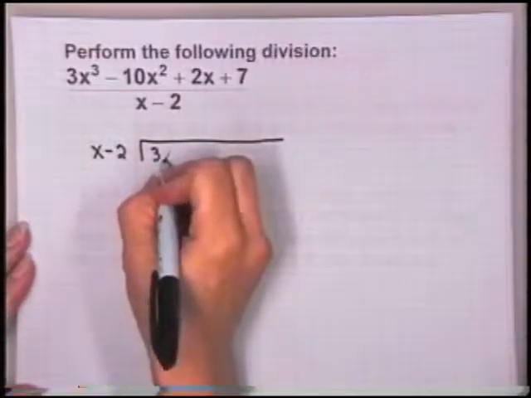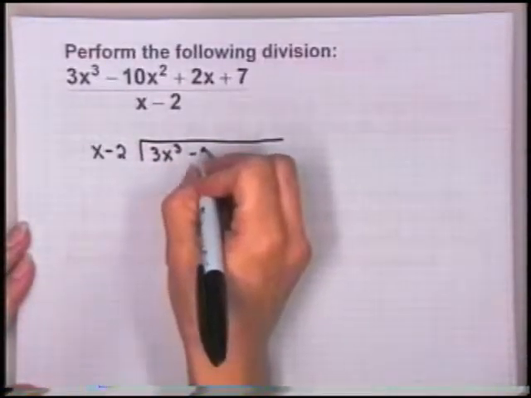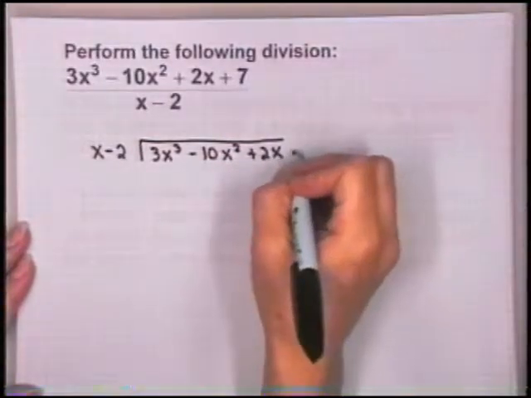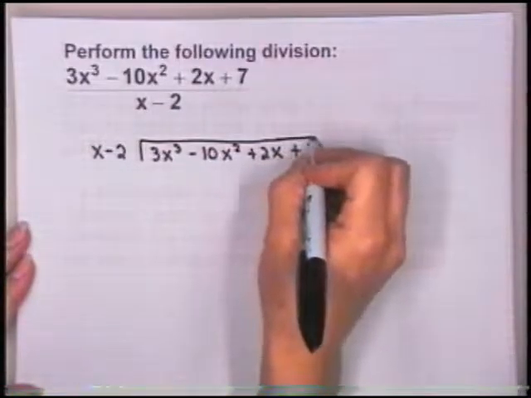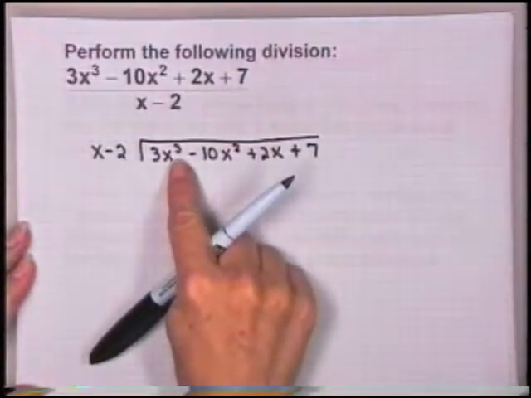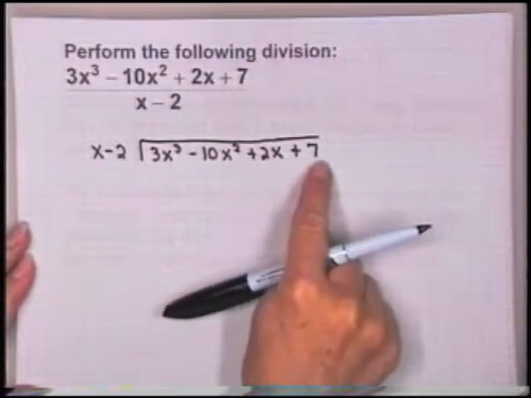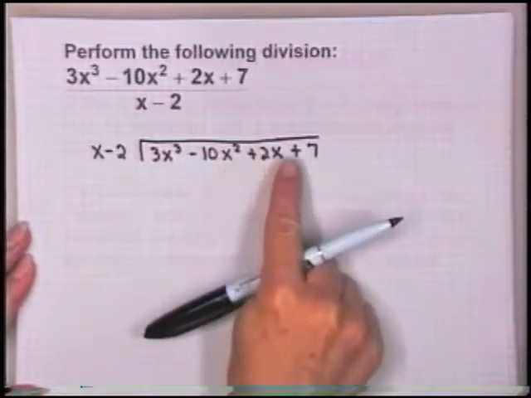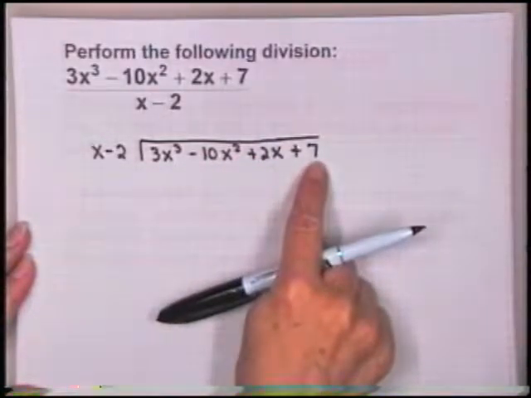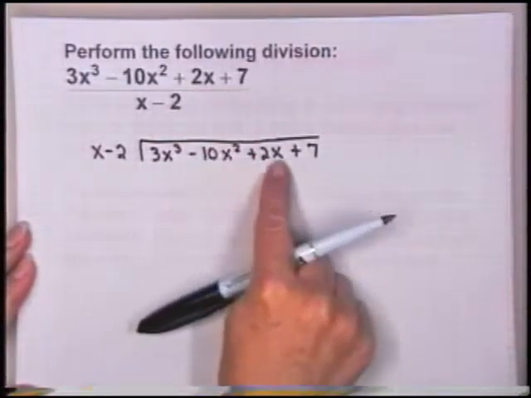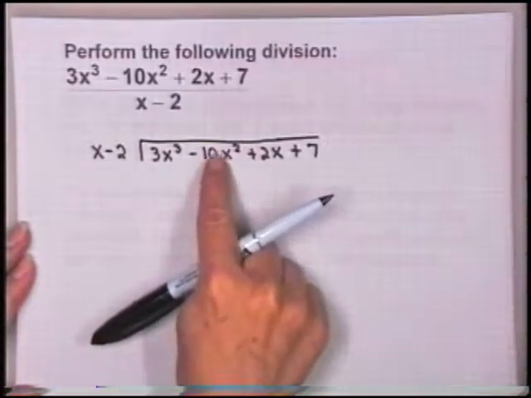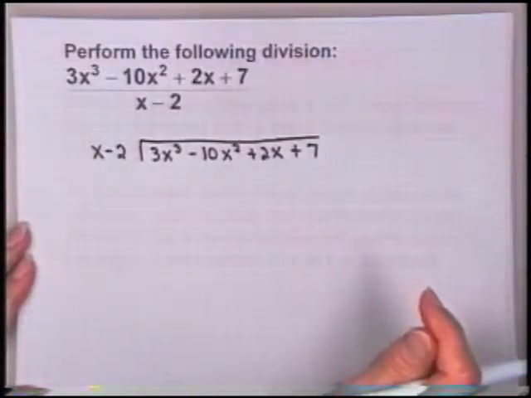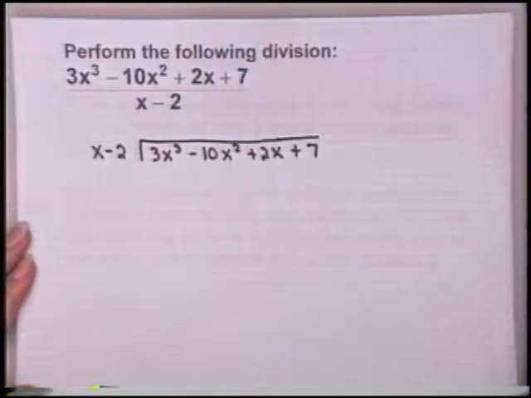So let's write 3x cubed minus 10x squared plus 2x and plus 7. Now remember, one of the things that you always check for is to be sure that you've accounted for every power of x. Here in the dividend, we have x cubed, x squared, x to the first power, and then our constant. Remember, if you skip any of these powers of x, you have to insert a placeholder. Like if the x squared term was not there, you'd put a 0x squared in to save that place. And we'll talk about that again later in another example.